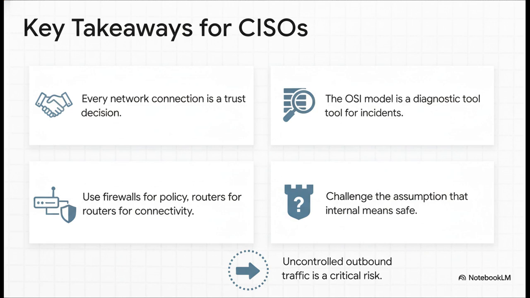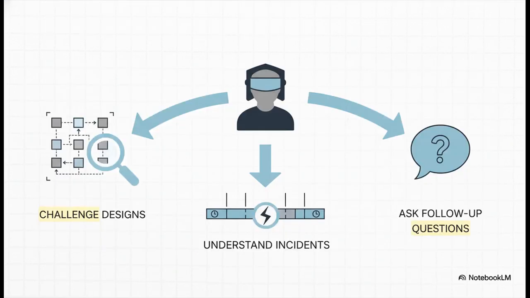Second, that OSI model, it's your diagnostic tool for when things go wrong. Third, always use the right tool for the job. Firewalls are for policy, routers are for getting data from A to B. Fourth, constantly challenge those 2 big assumptions that internal is safe and that an IP address proves who someone is. And finally, we spend so much time watching the front door, but uncontrolled outbound traffic is a massive risk that often gets overlooked.